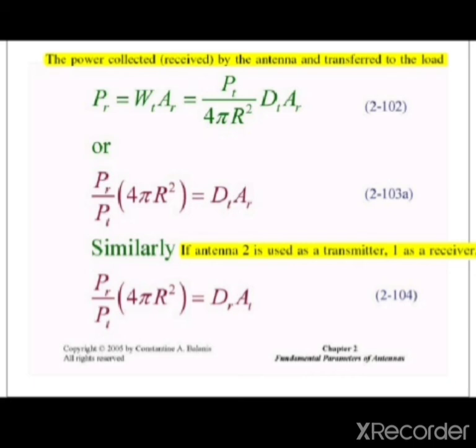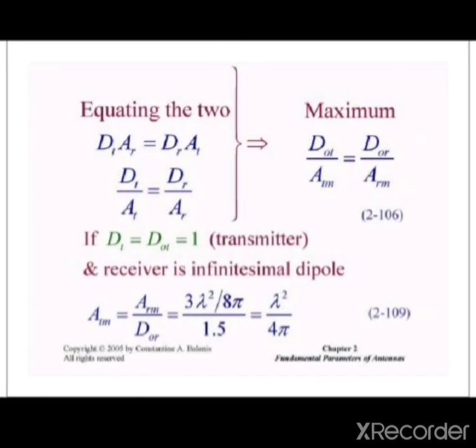Similarly, if antenna 2 is used as the transmitter and antenna 1 is the receiver, the similar pattern applies. So Pr by Pt into 4 pi R square equals dr into At. Now equating the two, dt into Ar equals dr into At. Therefore dt by At equals dr by Ar.